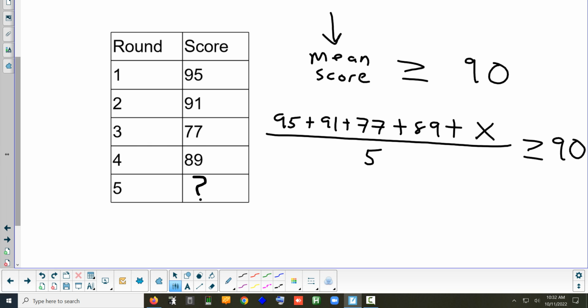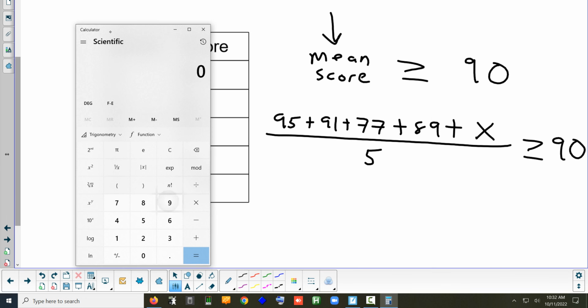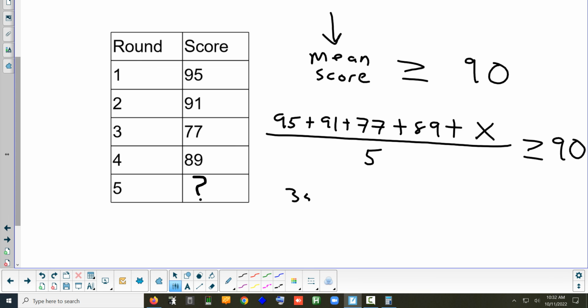Now, first thing we should do is add 95, 91, 77, and 89 up. So let's just quickly add those up. So 95, 91, 77, 89, well, that's 352, unless I made a mistake.